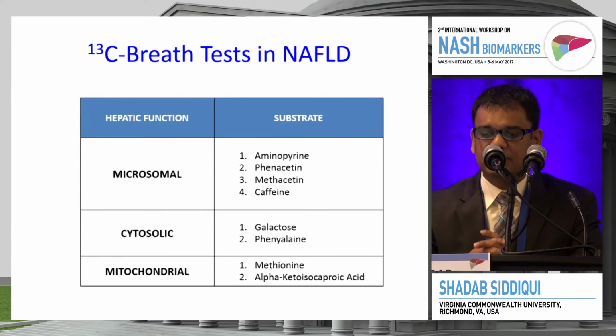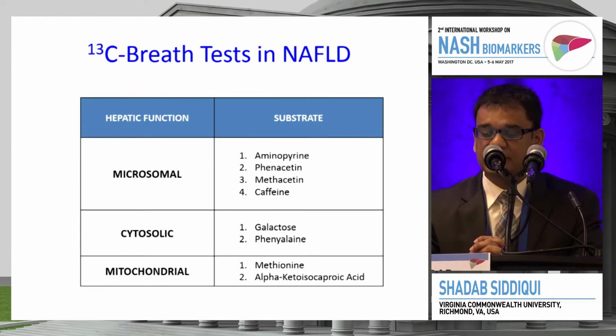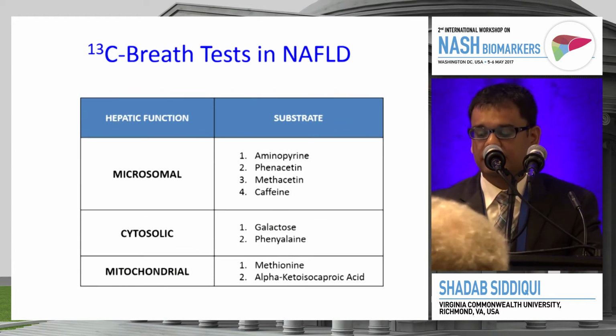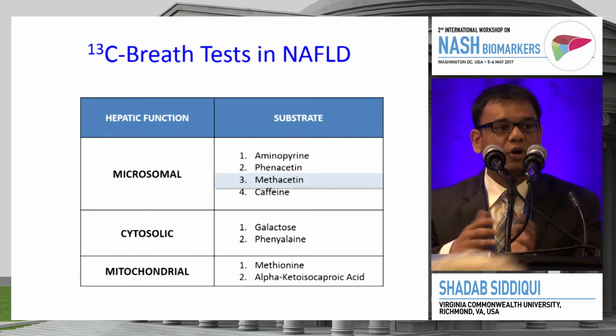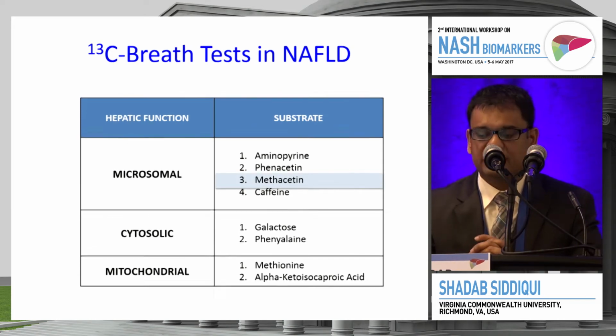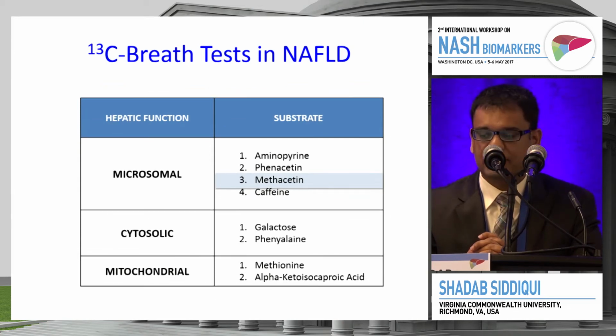Now, this slide shows the breath tests that have been evaluated in fatty liver disease, and they're broken down based on hepatic function. And as you can see, there are a number of candidate prodrugs that have been evaluated. Some of these are limited by high extraction ratio, some have low extraction ratio, thus they measure portosystemic shunting. Now, instead of going over all the trials that have been done, I'm going to focus on methacetin because there is some very promising data with methacetin breath tests, or MBT.